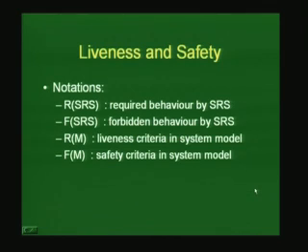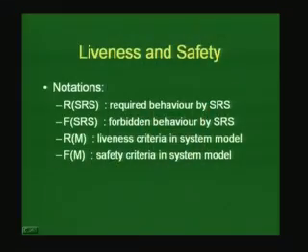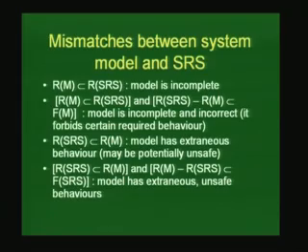Now, when we talk about building a system model from a set of requirement specs, we can think of various kinds of mismatches that can occur. Various things can go wrong when capturing user requirements into a system model. What are the things that can go wrong? Here is a tentative list. These are not the only things that can go wrong. In fact, in addition to this, a huge number of things can go wrong.